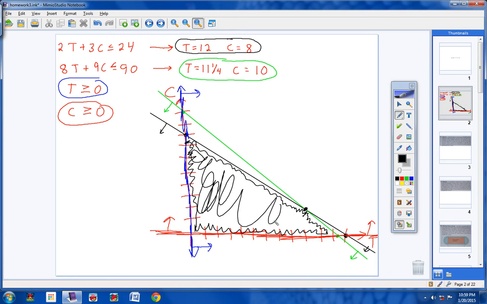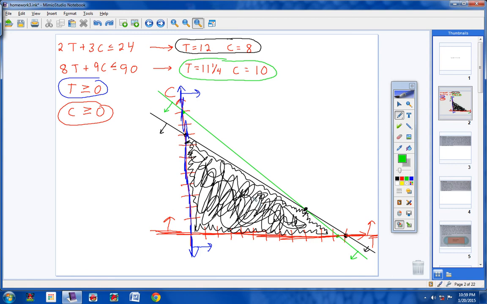So what you just did, students, is you mapped a picture of all of the different possible combinations of chairs and tables. Any ordered pair that falls in this region here is a possible answer to how many chairs and tables you can make.